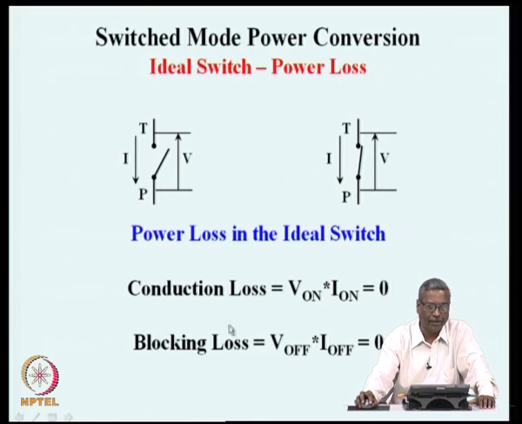In the same way, in the blocking state of the switch, the current through the switch is always 0. No matter how much voltage the device is blocking, you will find that the product of V off and I off is 0. In an ideal switch, the power loss is 0. In fact, this is one of the reasons why we are using switches for power conversion in an efficient way. Switch was selected to be a component for power converters mainly because in both the states ideally the power loss is 0, and that is what we see here.